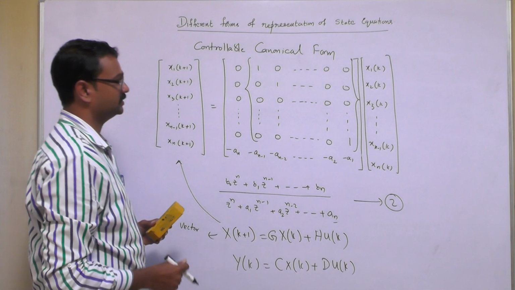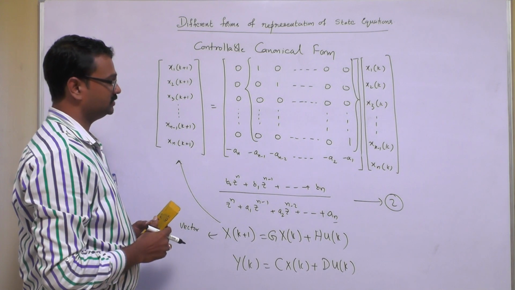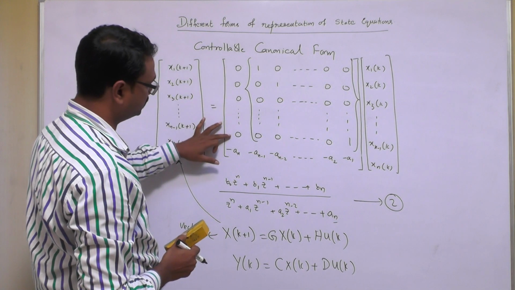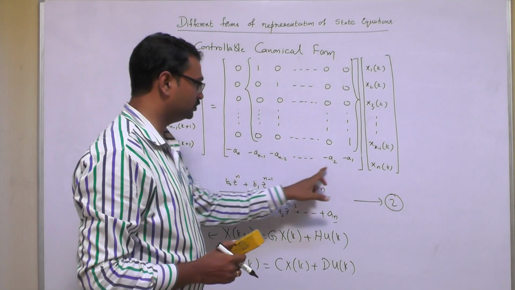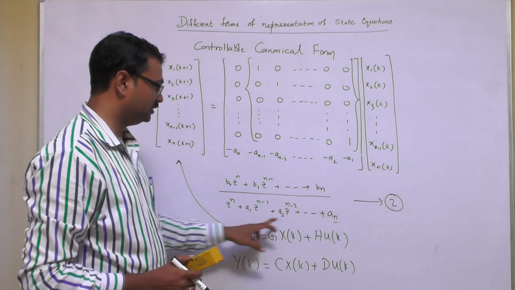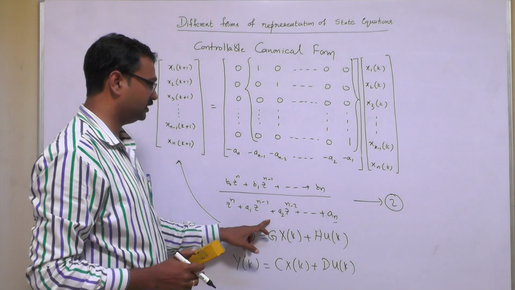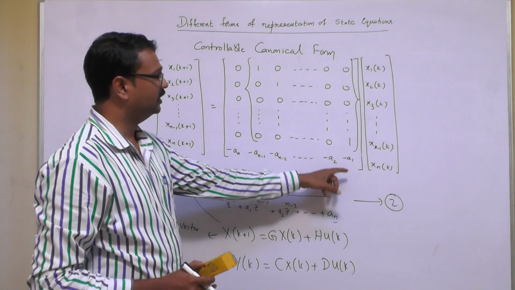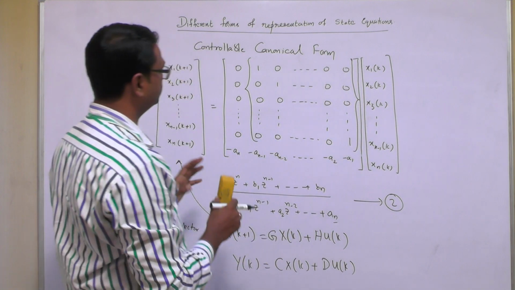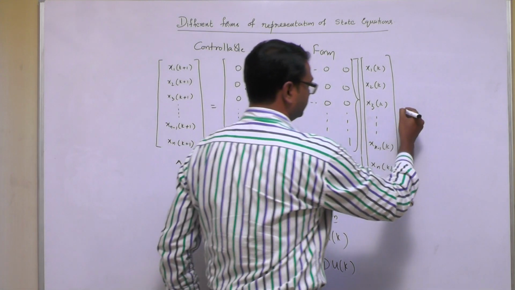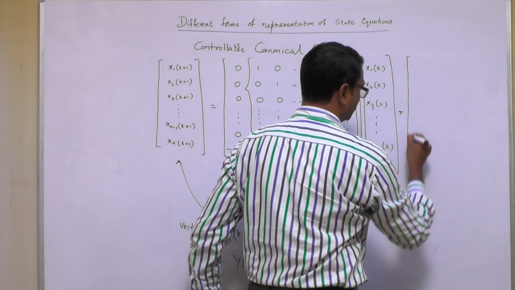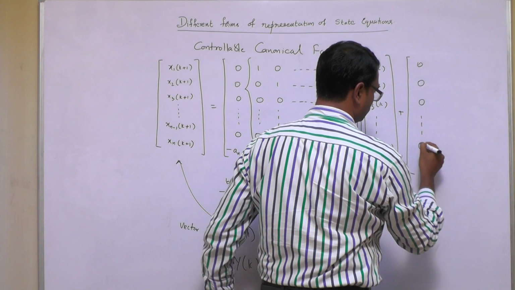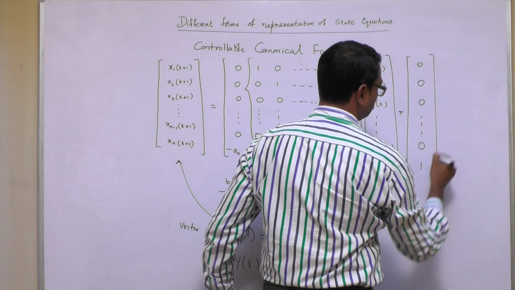Now you can see here, this is a unit matrix of order n minus 1 by n minus 1. The remaining elements are all zeros, and the bottommost row has the values minus an, minus an minus 1, and so on down to minus a2, minus a1. So this is the controllable canonical form, and the input matrix is 0, 0, 0, 0 and 1, times u of k.